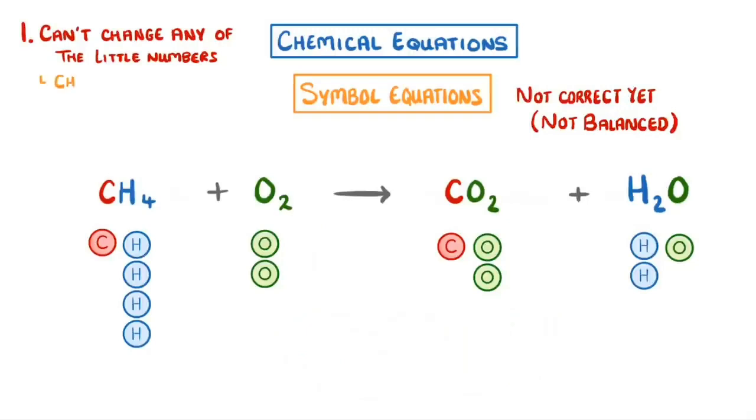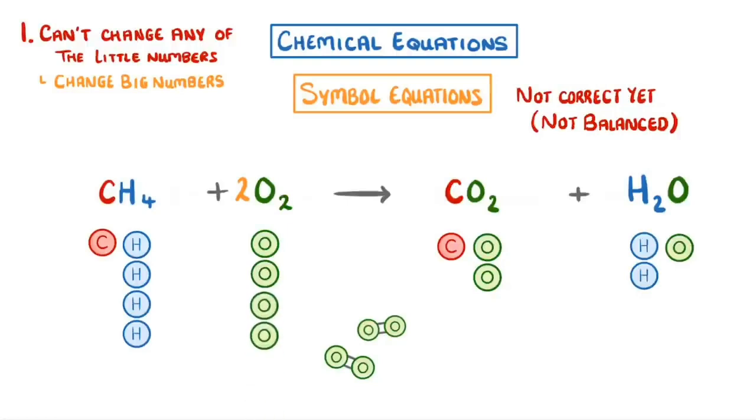Instead, we have to rely on changing the big numbers in front of the different elements or compounds, as this number just represents how many of that substance there are. So to increase the number of oxygen atoms on the left, we'd have to put a 2 in front of the O2, meaning we now have 2 oxygen molecules, and therefore 4 oxygen atoms in total on the left-hand side.